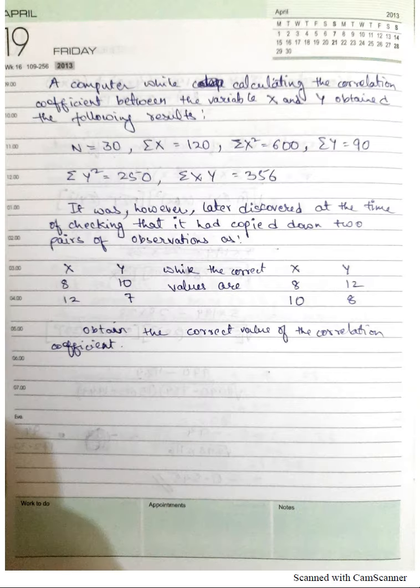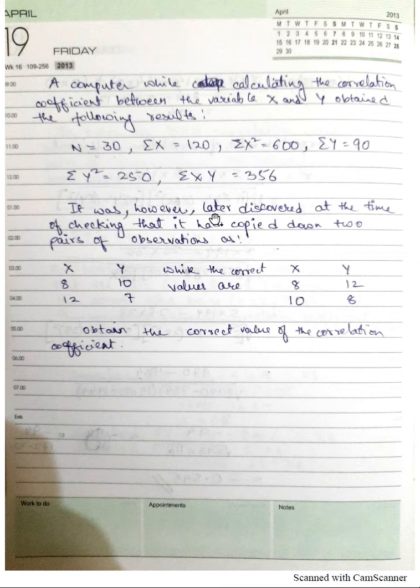Now here we are again given a similar question, but here, instead of one set, two sets of values are found to be wrong. So let us read the question. A computer, while calculating the correlation coefficient between two variables x and y, obtained the following results: n is equal to 30, summation x is equal to 120, summation x square is equal to 600, summation y is equal to 90, summation y square is equal to 250, summation xy is equal to 256.